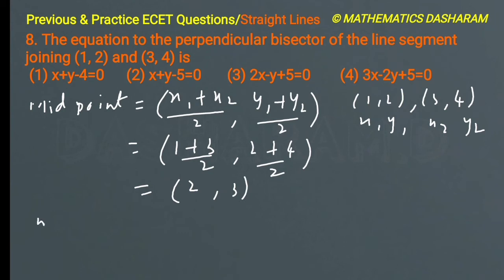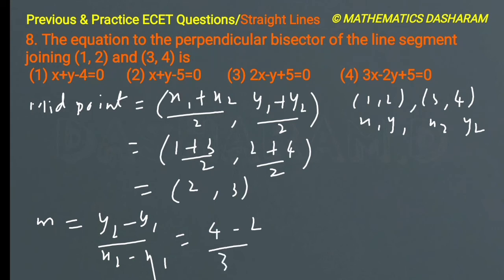And find the slope for the same line, that is (y2 - y1)/(x2 - x1). So y2 value 4 minus 2, divided by 3 minus 1. 4 minus 2 is 2, 3 minus 1 is 2, so 2 by 2, answer is 1.